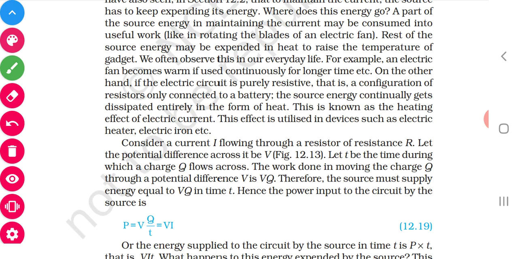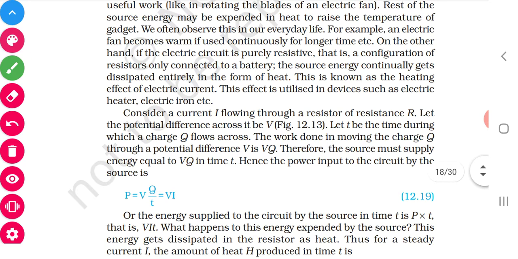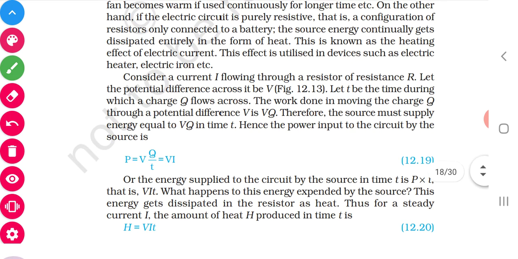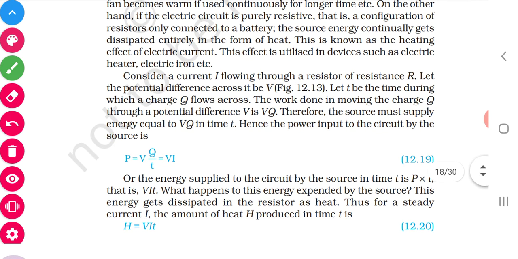Now let us consider a pure resistive system. For learning this, you have to recall Ohm's law, resistance, conductance, everything. Recall everything. I will ask questions in the meet class. So what is meant by a pure resistive circuit?